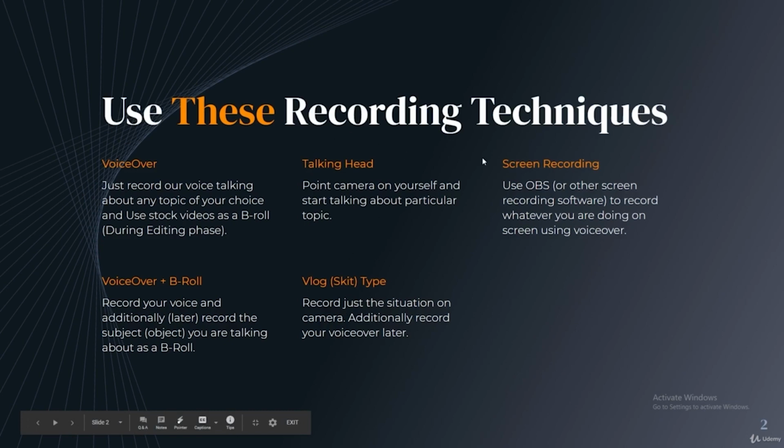Talking head video is pointing the camera at yourself and starting to talk about a particular topic. It is kind of voiceover, but instead of just talking without recording any video, you're recording a video of yourself talking. It's as simple as that. You just record a video of yourself talking. Talking head means the camera is pointing at your head, and you're just talking to the camera. That's it. It's a very simple thing to do.